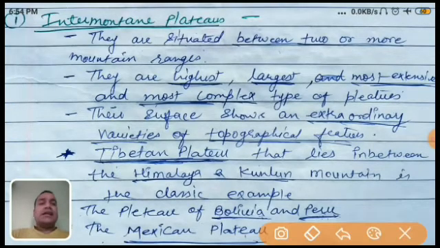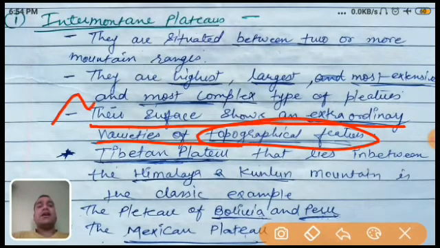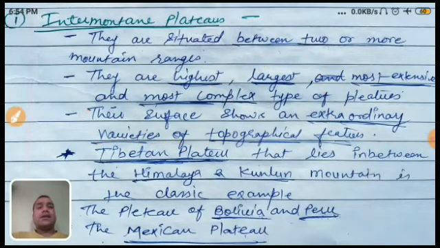Next one, their surface shows extraordinary varieties of topographical features. Why is its surface extraordinary? Because obviously, just like a mountain is extraordinary, same like that, if a plateau is in between, the plateau also has extraordinary topographical features. It means the land surface.